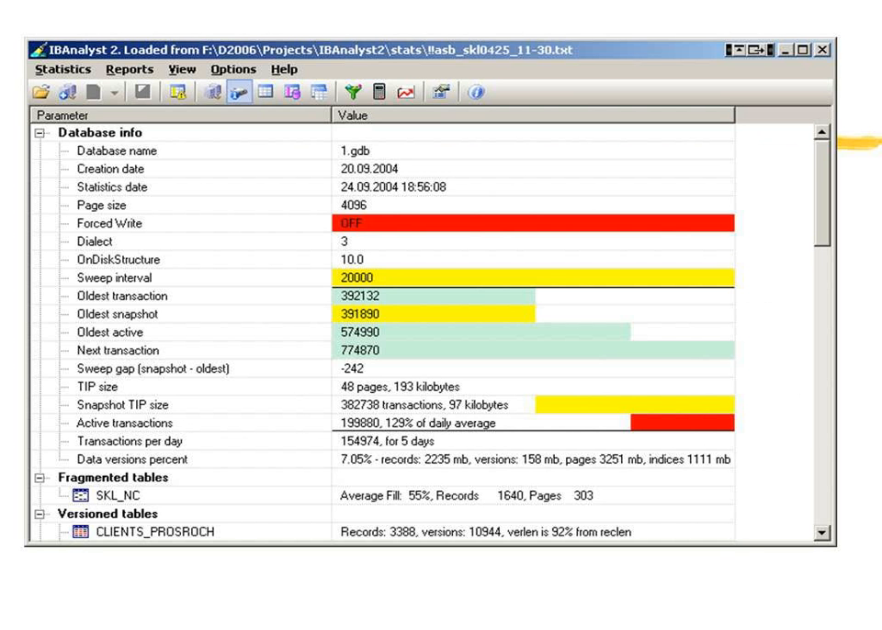Anybody looked at GStat output? Alguém aqui já usou o GStat? Okay, thank you. When you look at GStat, you see just numbers. Quando você vê os resultados do GStat, você está vendo apenas números, difícil de entender. You can't understand how good or bad these numbers are.